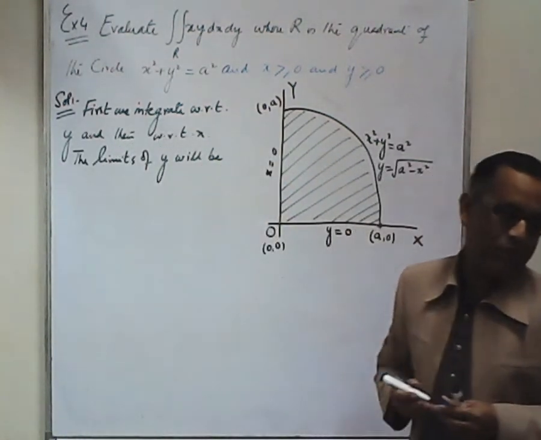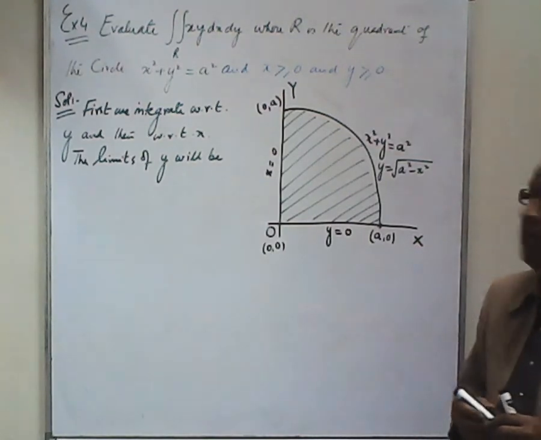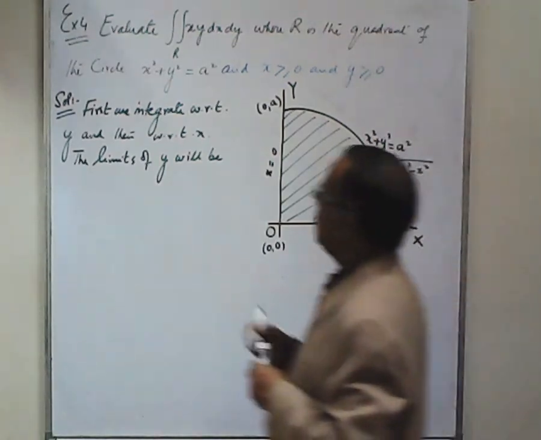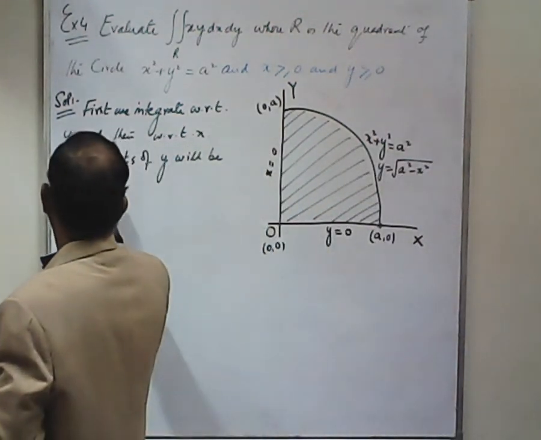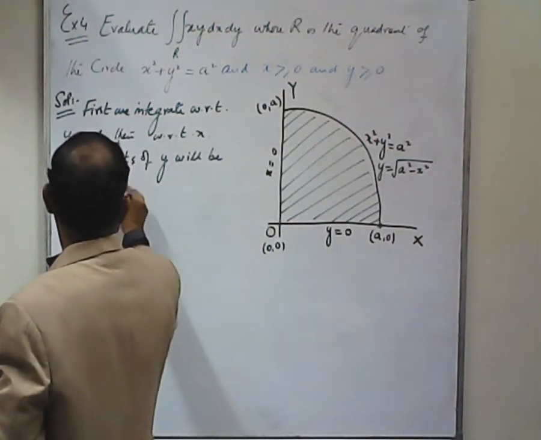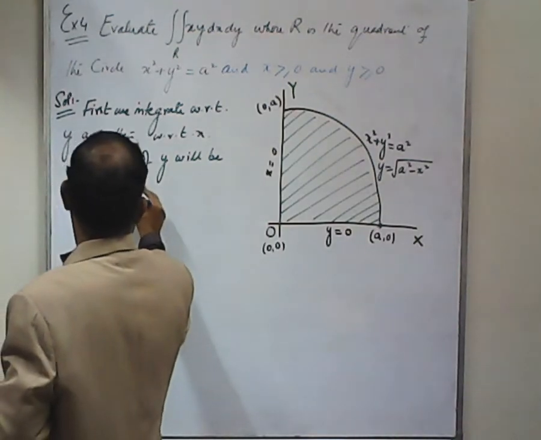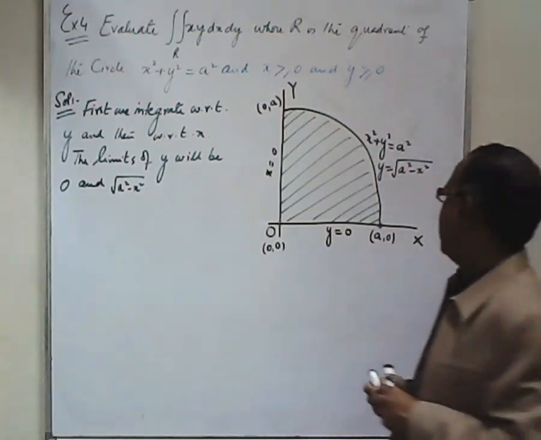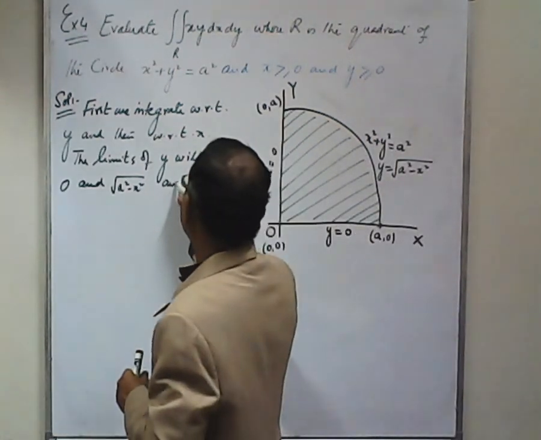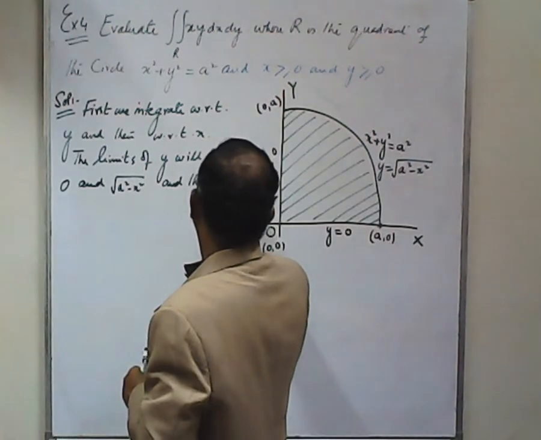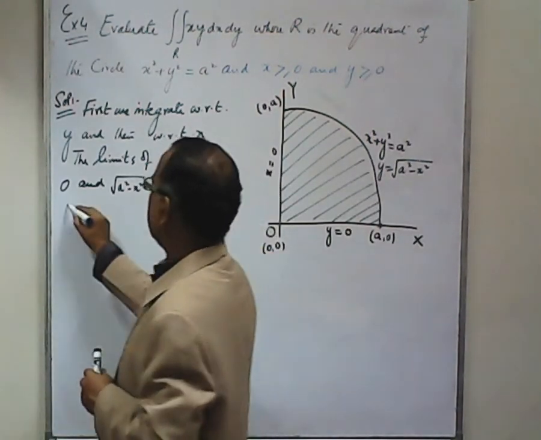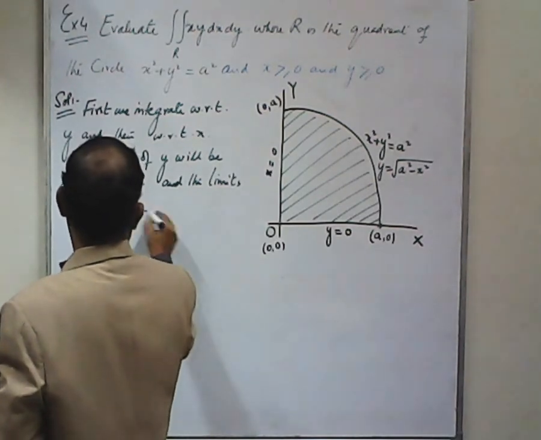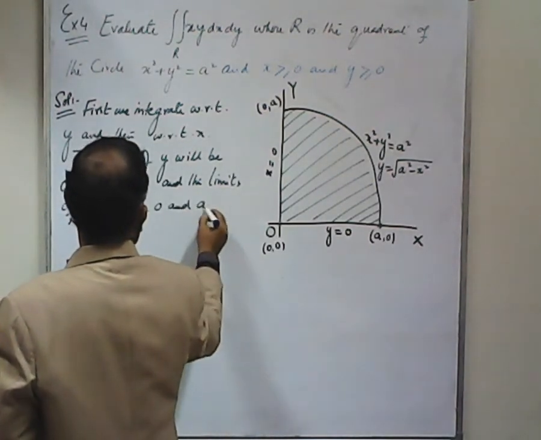so now we have to analyze what the limits of y will be. The limits of y will be 0 and this one, 0 and under root a square minus x square, and the limits of x will be 0 and a.